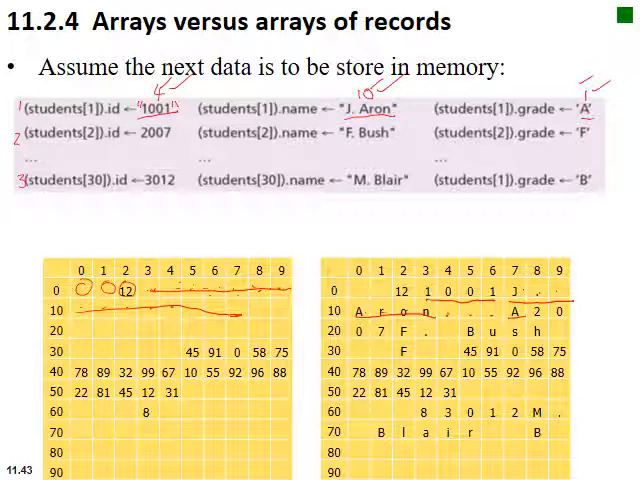So the next one will also require 15, which is 1, 2, 3, 4, 5, 6, 7, 8, 9, 10, 11, 12, 13, 14, 15. There's enough space, in other words, so it will basically go up to there. And there is, what you can see, the next data. The ID, student 2 ID is 2007, and then the name is f dot space Bush, and 1, 2, 3 characters just left open, and then the grade is F.